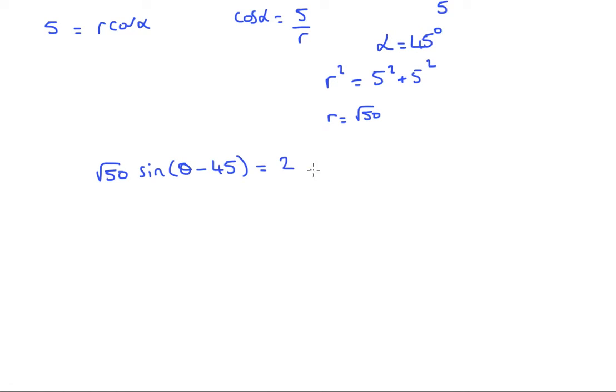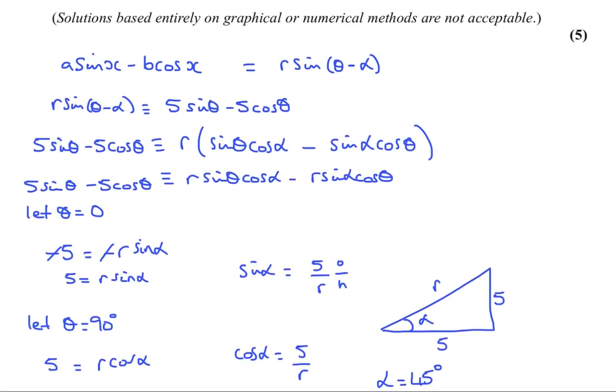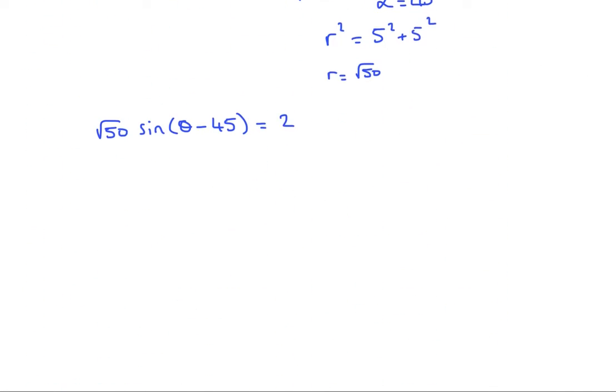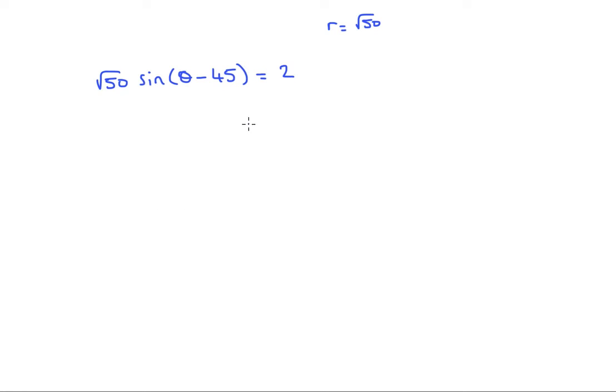And we're going to set that equal to 2, because they've set the equation equal to 2. So, now, this is the equation we're going to solve. We're going to divide by root 50. I'm going to inverse sine it, which is 16.43.